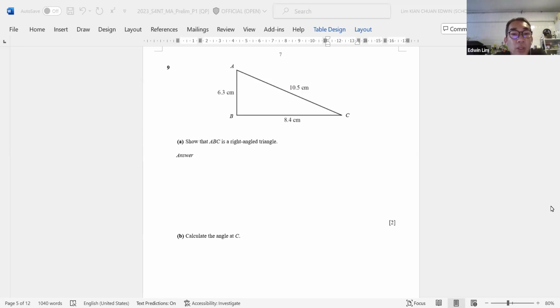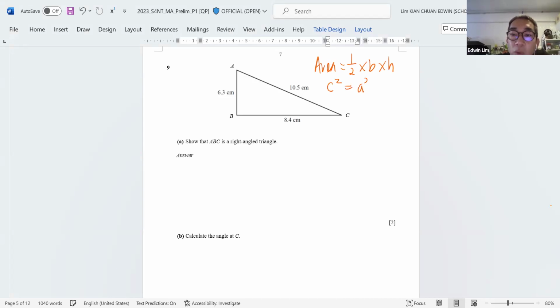But before we do question A and B, we can write down all the formulas that can be linked to triangle. So I write down first, area equals to half times base times height. Second formula that you can link to triangle will be C square equals to A square plus B square. The last one is SOH CAH TOA.